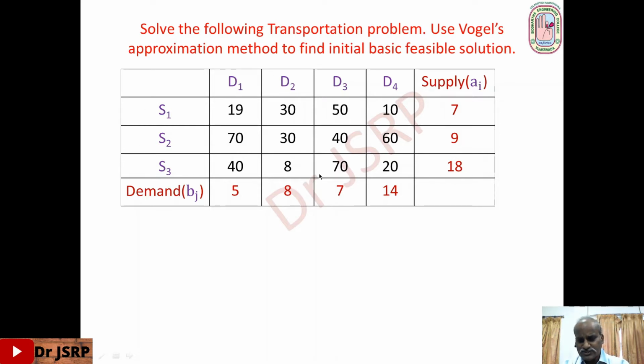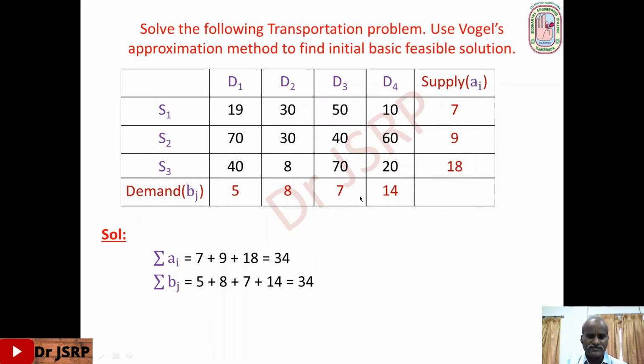Before starting, first we have to check whether it is a balanced or unbalanced problem. First find the sum of available amounts, 7 plus 9 plus 18, that is 34. The sum of required amounts, 5 plus 8 plus 7 plus 14, that is 34. So both are the same. So sigma ai equals sigma bj. So the problem is balanced.